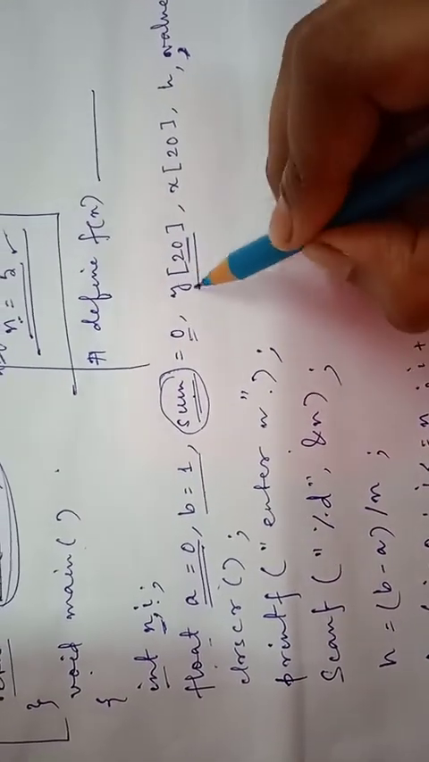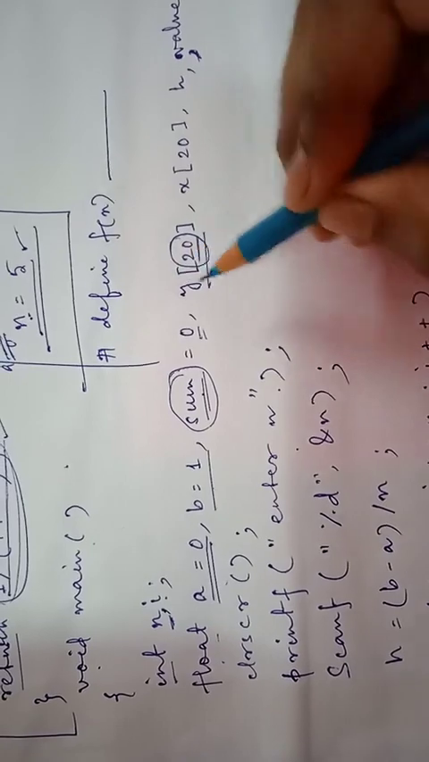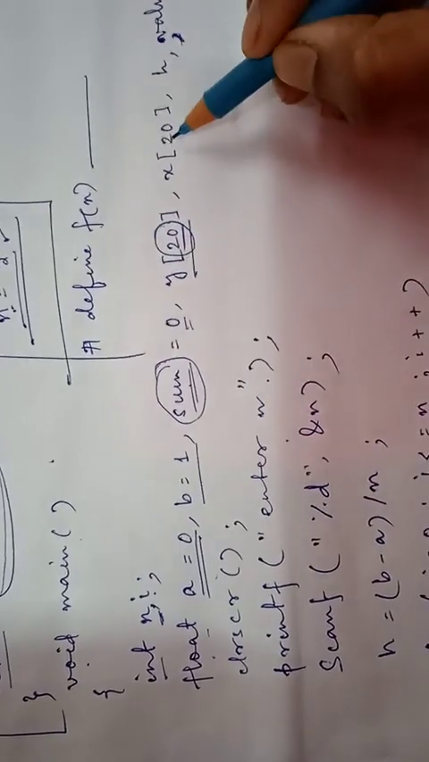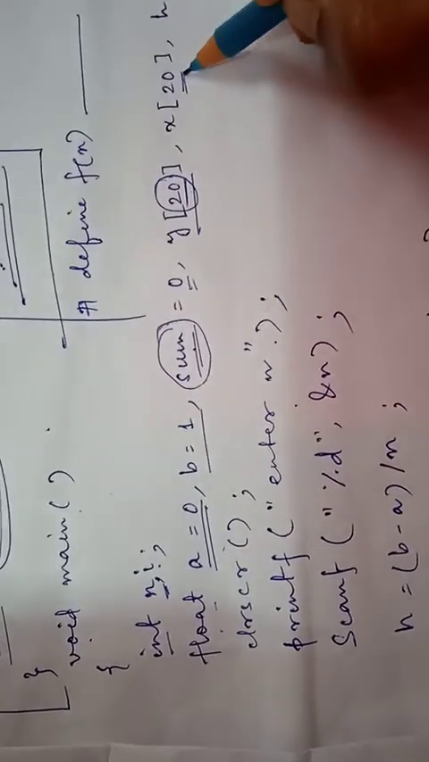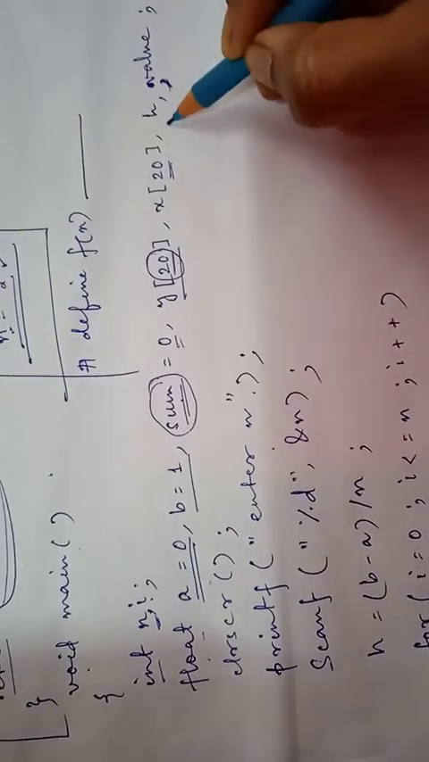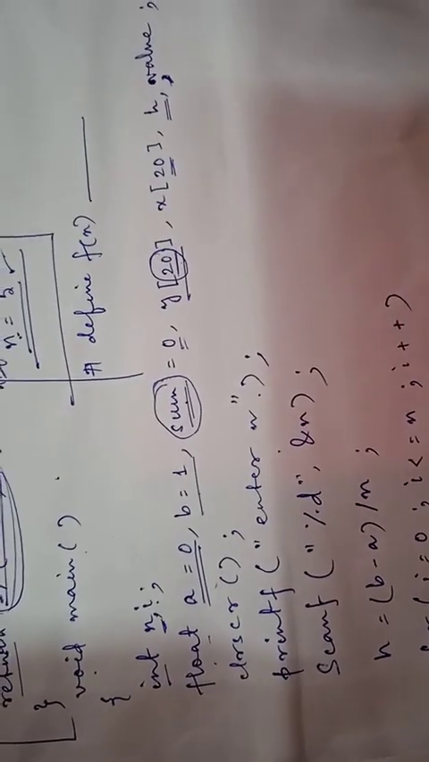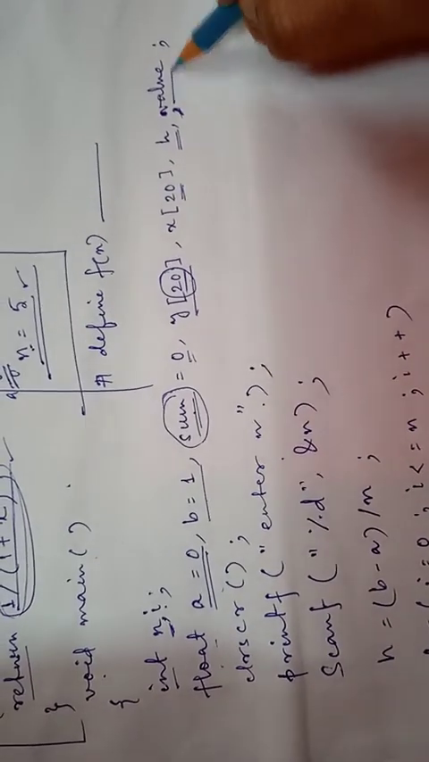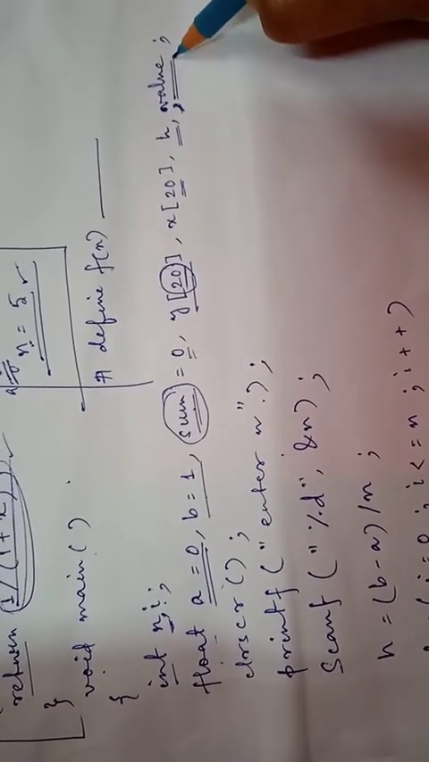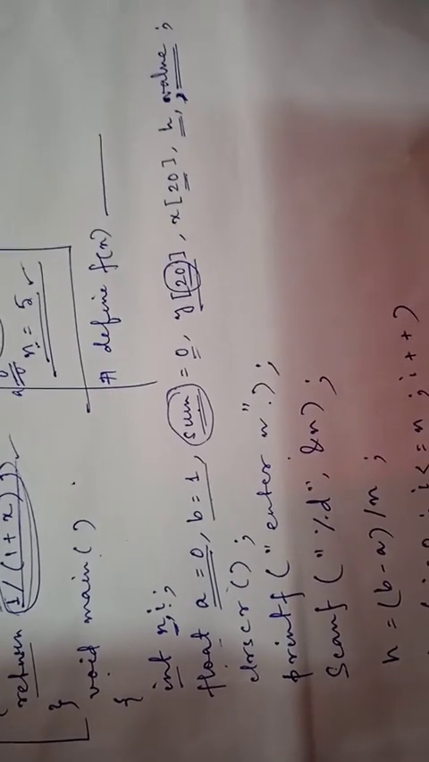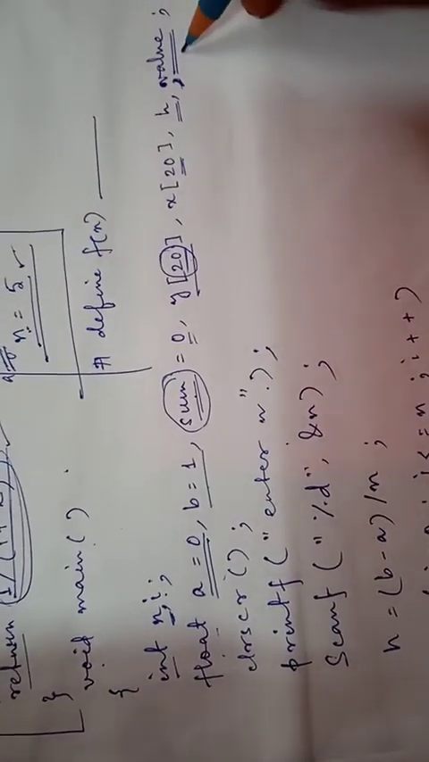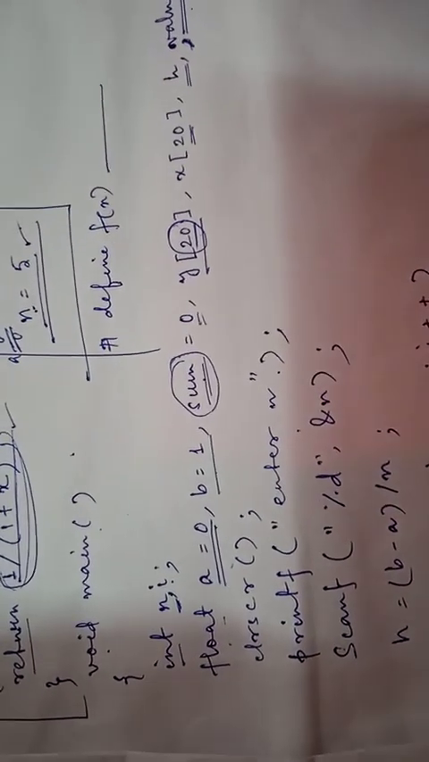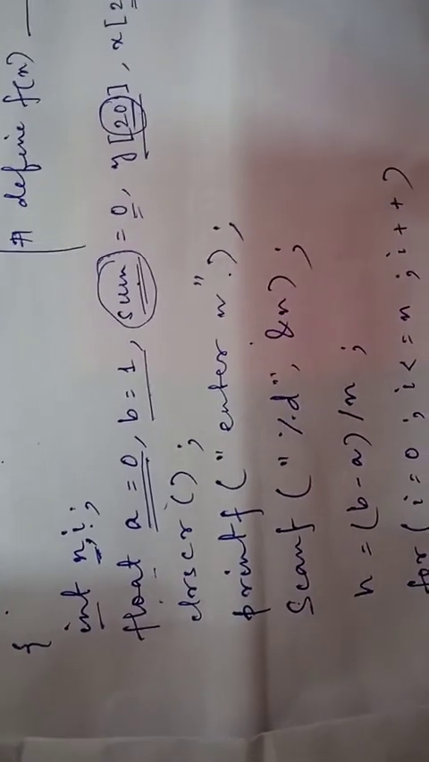So we are taking a 20-position array, that is y20 variable and x20 variable. Another is h to calculate the step length, and another variable which we named value to calculate the final value of the integration. Instead of value, you can take capital V also, or whatever you want. Okay, so these are the variables we need to take.